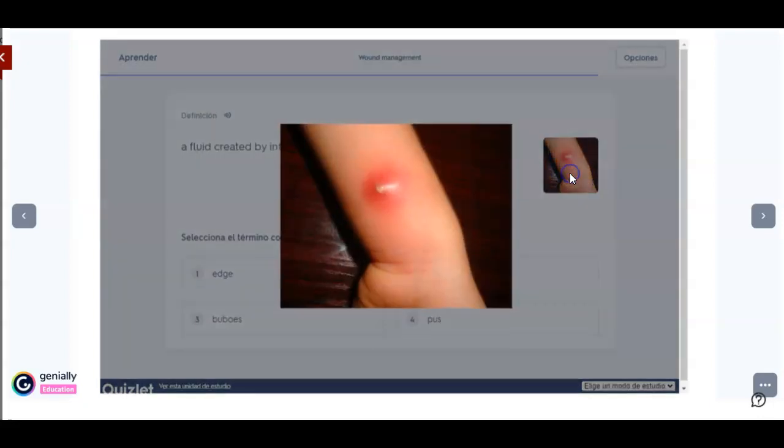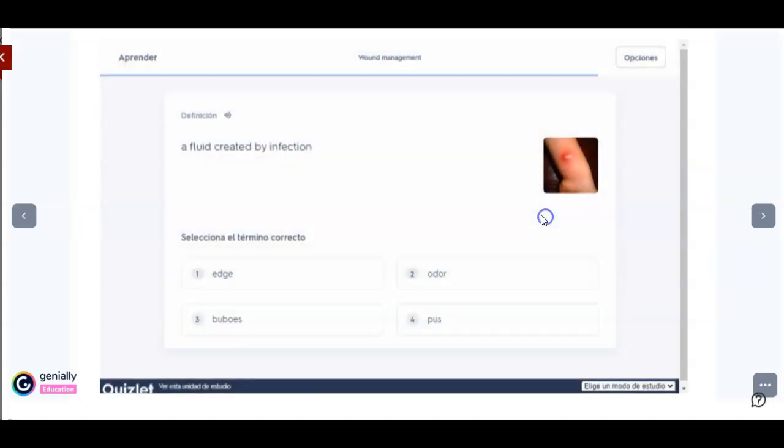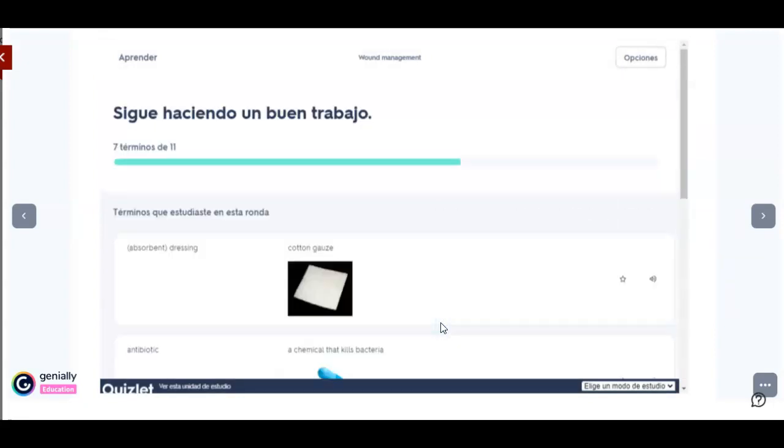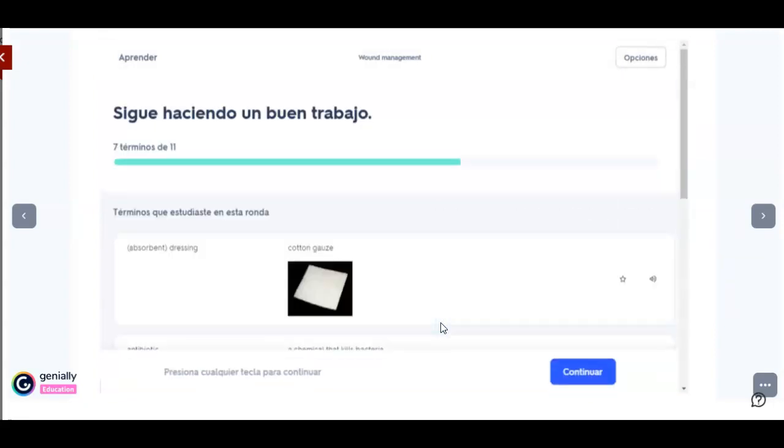Then we have this fluid created by an infection. Pause. If you observe, the writing is the same as in Spanish. Yes. And with this, we have finished with this vocabulary. Okay, so these are some of the elements that you can use when you are checking on a wound.